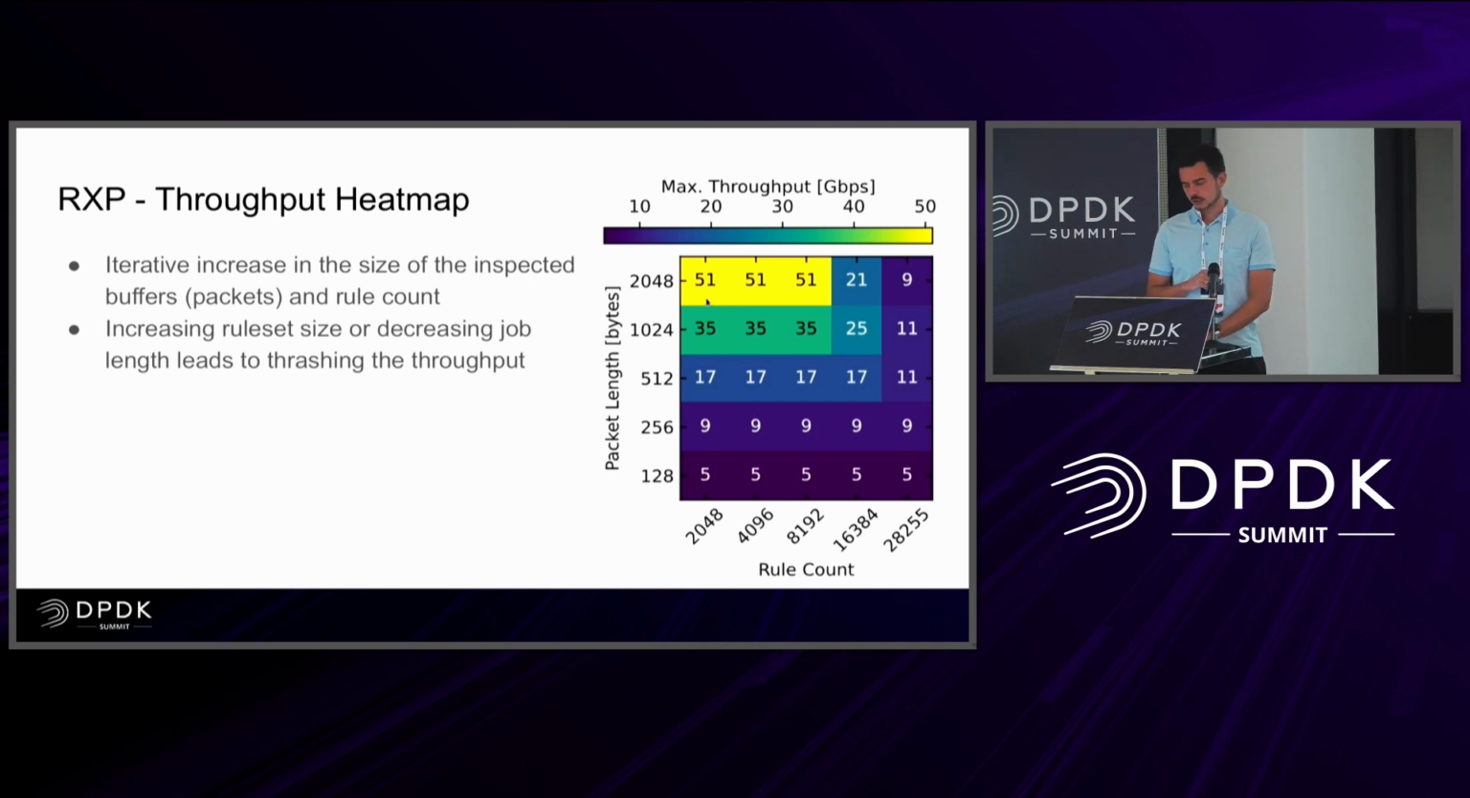And from here we can see that if you have long enough packets and not too overloaded Regex engine, then you can really achieve the 51 gigabits of throughput. But if you go lower with the packet length, or if you go higher with the rule count, then the throughput is kind of going downhill pretty fast.